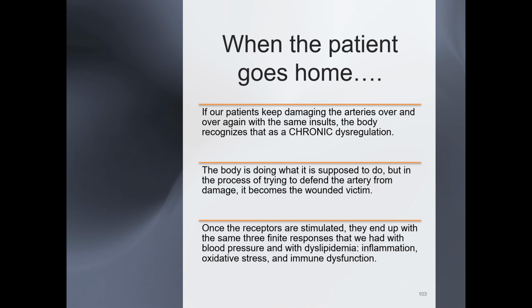And so that's a chronic dysregulation that your body's going to notice, and it's going to start building a lot of the plaque. So the body, when it builds plaque, is doing what it's supposed to be doing. Plaque is, again, not the bad thing. In the process of trying to defend the artery from bleeding, from damage, the patient is becoming victim. The plaque is not the problem. The stent is not the solution. It helps when they're in an acute or critical care setting, absolutely, right? But once the receptors are stimulated, they end up with the same three finite responses that we had with blood pressure and dyslipidemia. We talked about that in those lectures: inflammation, oxidative stress, immune dysfunction.